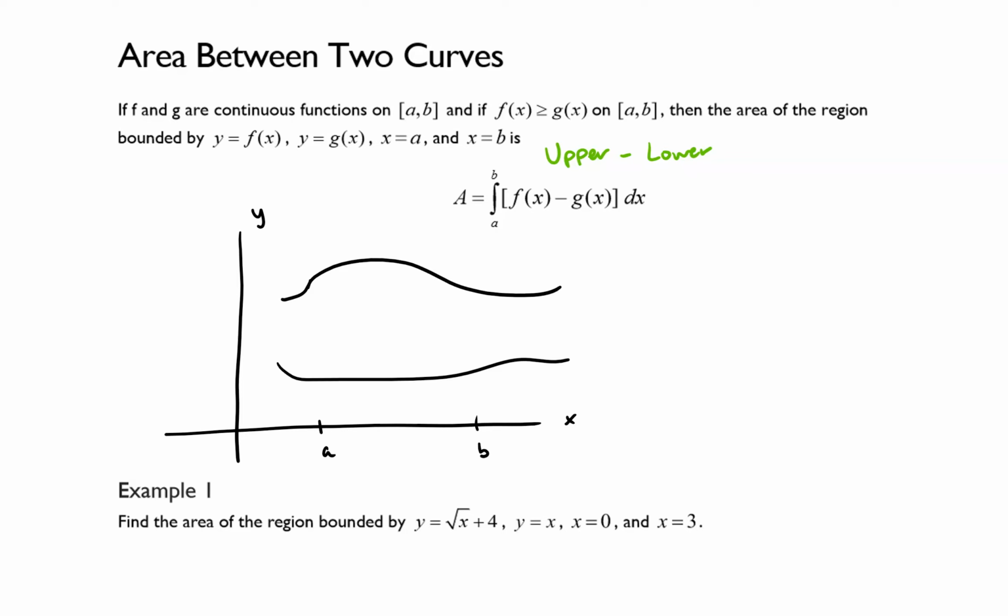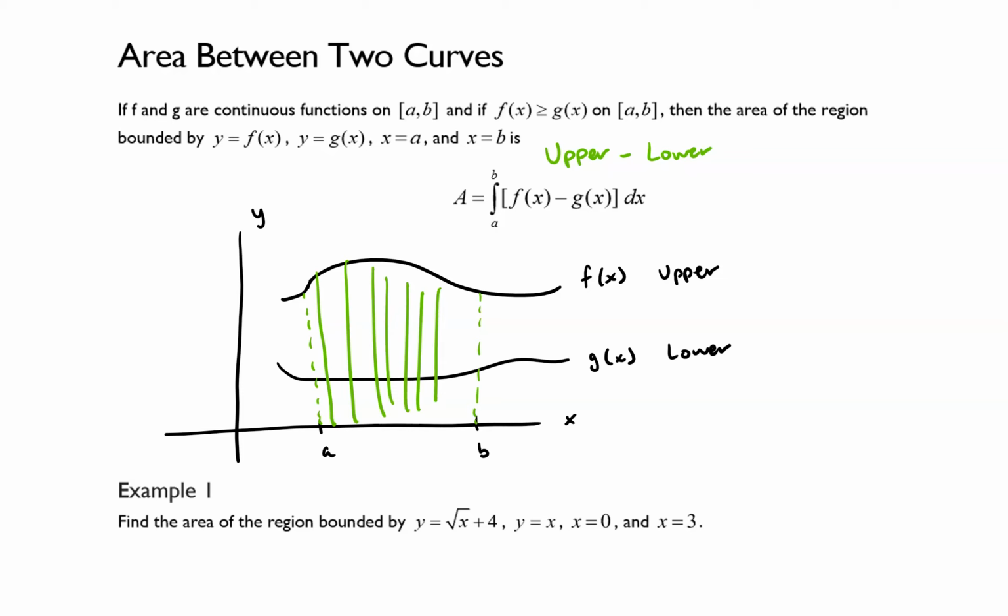So here are my two poorly drawn functions. I'll call this f of x, or my upper function, and this is g of x, or my lower function. So if I found the definite integral from a to b of just f of x, then that's going to give me this green region here, the area of that. And if I found just the integral of g of x, that's going to give me this region down here.